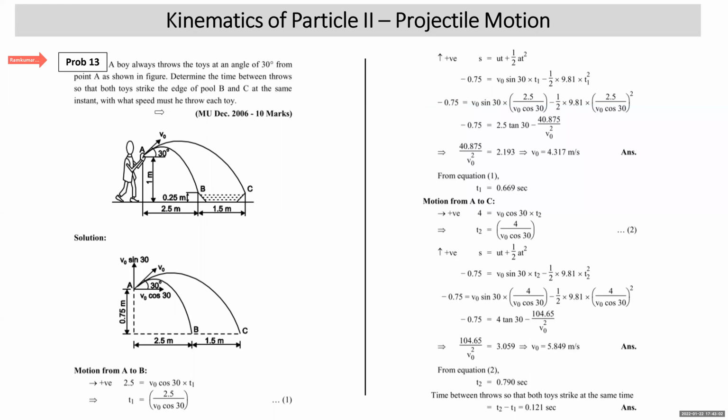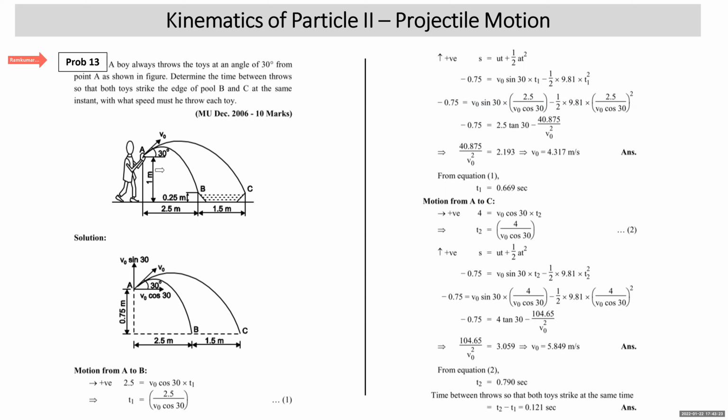Let's read question number 13. A boy always throws the toys at an angle of 30 degrees. That means the angle of projection is always 30 degrees from point A as shown in the figure. Point A is the point of projection. Determine the time between the throws so that both the toys strike the edge of the pool, B and C, at the same instant. With what speed must he throw each toy?